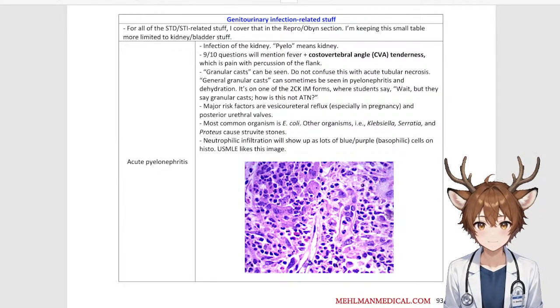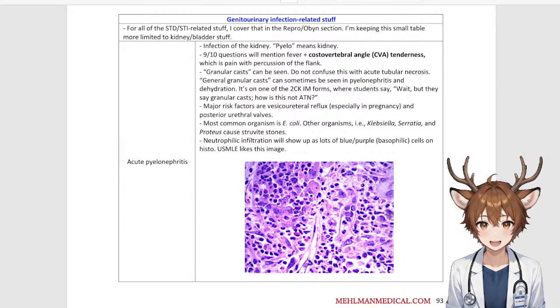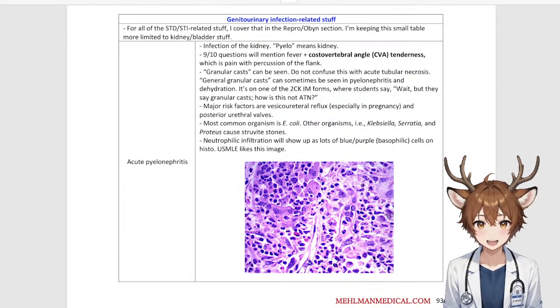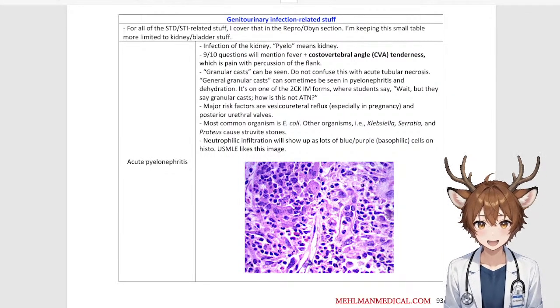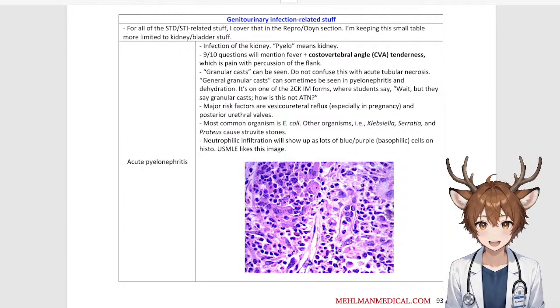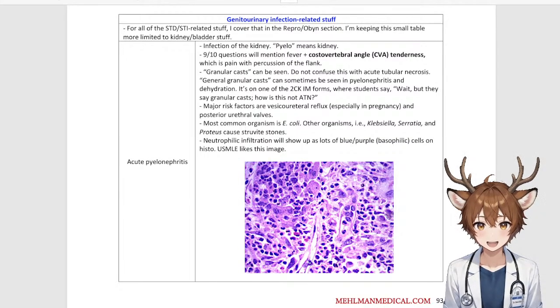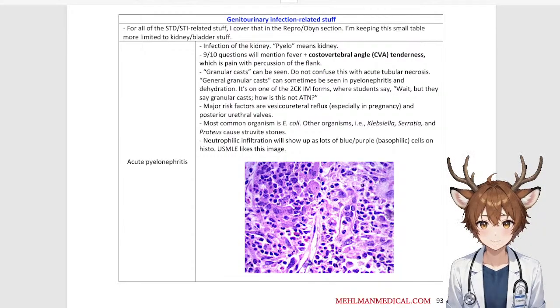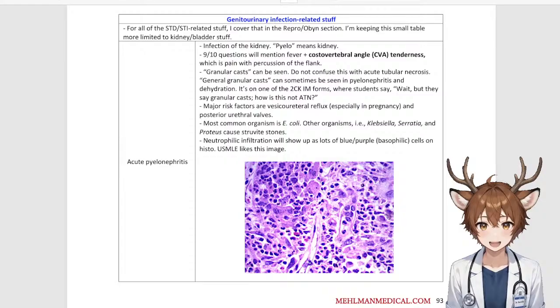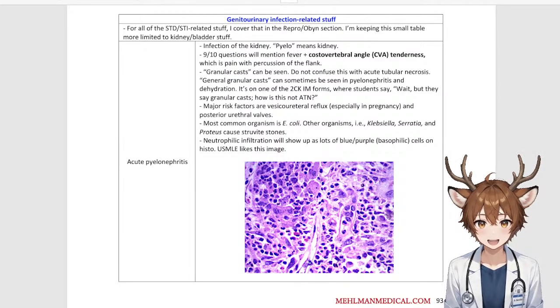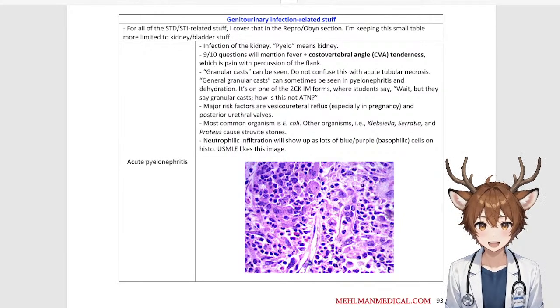Pyelo means kidney. Now, 9 out of 10 questions will mention fever plus costovertebral angle (CVA) tenderness, which is pain with percussion of the flank. Granular casts can be seen. Do not confuse this with acute tubular necrosis. Granular casts can sometimes be seen in pyelonephritis and dehydration. It's on one of these two CK IM forms where students say, wait, but they say granular cast. How is that not acute tubular necrosis? And the major risk factors are vesicoureteral reflux, especially in pregnancy, and posterior urethral valves.